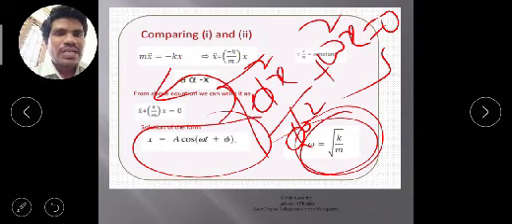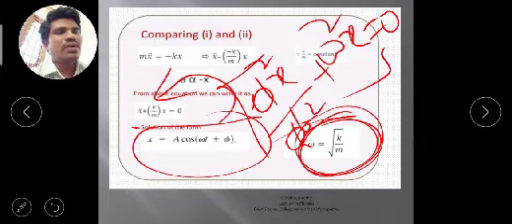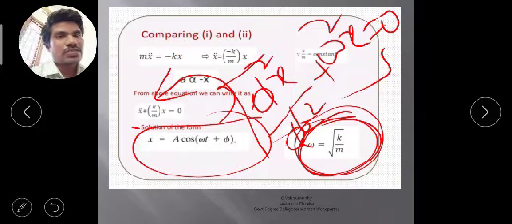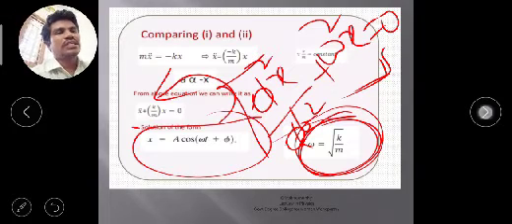Here x double dot is equal to d²x/dt², and k by m is equal to omega square. Therefore d²x/dt² plus omega square x is equal to 0, where omega square is equal to k by m. This equation indicates the simple harmonic motion, or the motion of the simple harmonic oscillator.